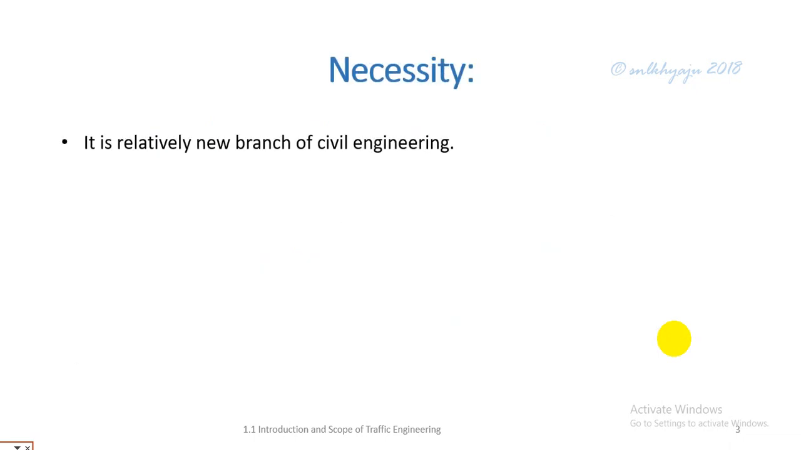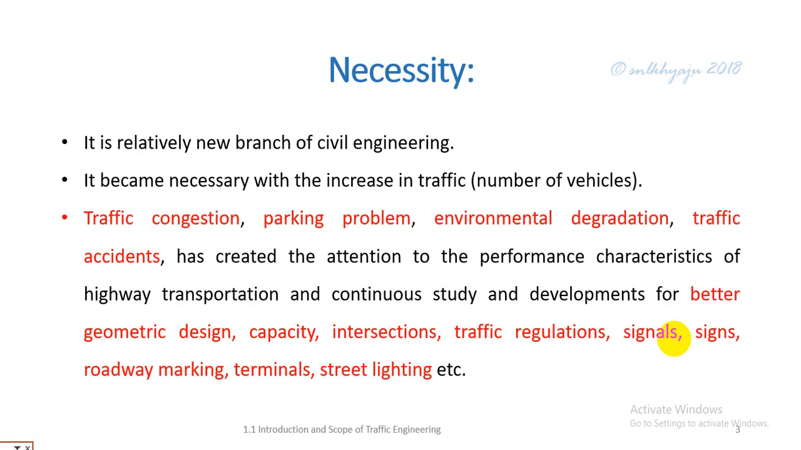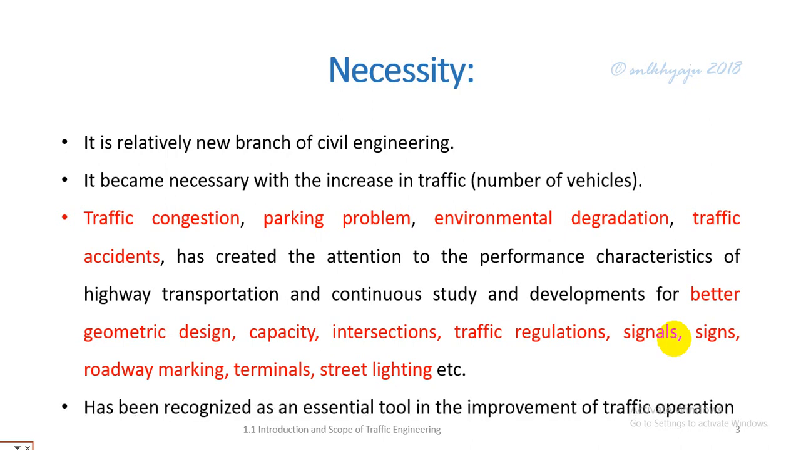Necessity: it is a relatively new branch of civil engineering. It became necessary with an increase in traffic volume, traffic congestion, traffic problems and parking problems, environmental degradation, and traffic accidents. This has drawn attention to the performance characteristics of highway transportation and continuous study and development for better geometric design, capacity, intersection, traffic regulation, signals, signs, road marking, terminals, street lighting, etc. It has been recognized as an essential tool in improvement of traffic operation.